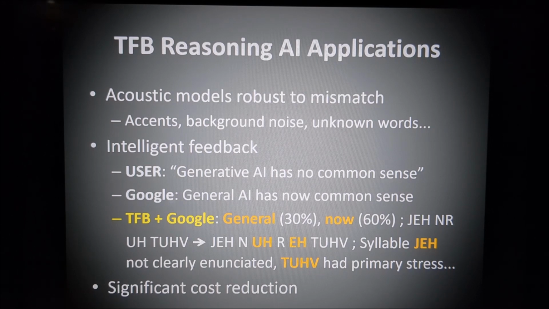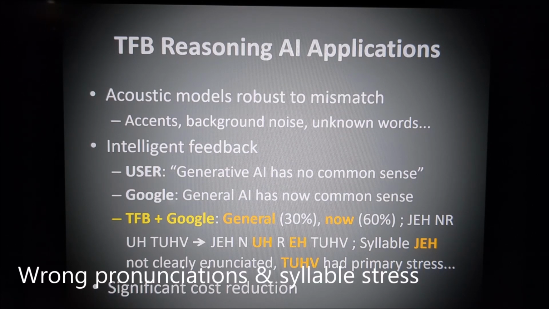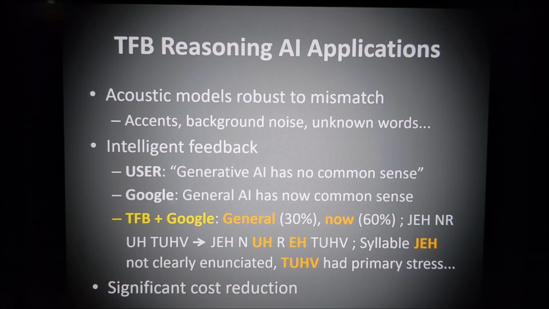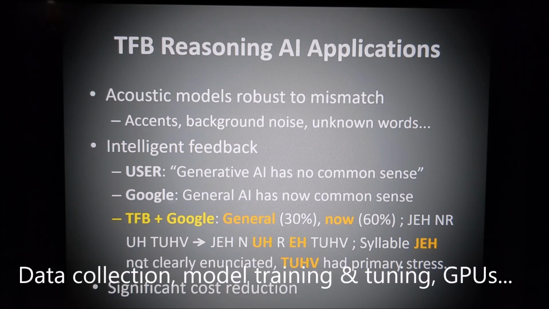For example, let's say a user spoke a sentence. Generative AI has no common sense, and Google AI displayed general AI has no common sense with pretty much zero feedback. Now, if Google AI was integrated with TFB, then the output will additionally include markers that highlight where the errors happen, word confidence scores, wrong pronunciations, wrongly stressed syllables, etc. Finally, TFB will help significantly lower costs associated with speech data collection, model training, model tuning, and GPU-based expensive servers.